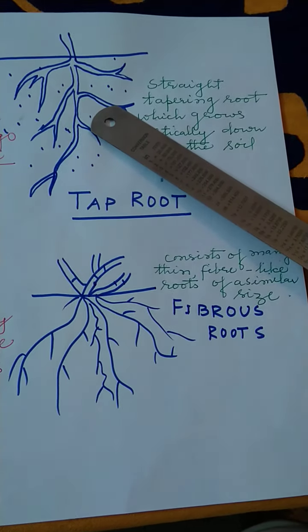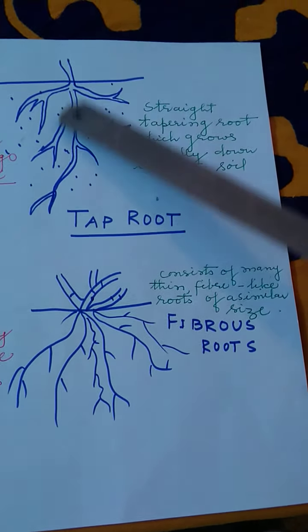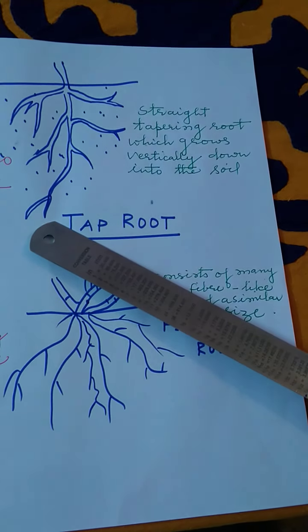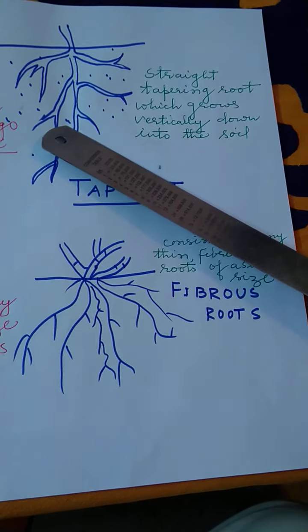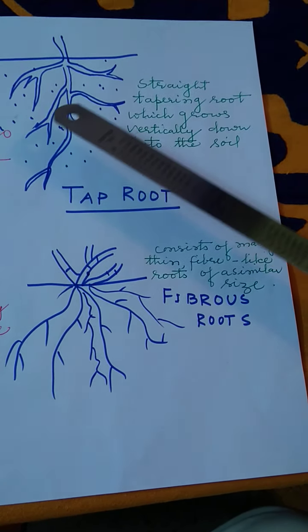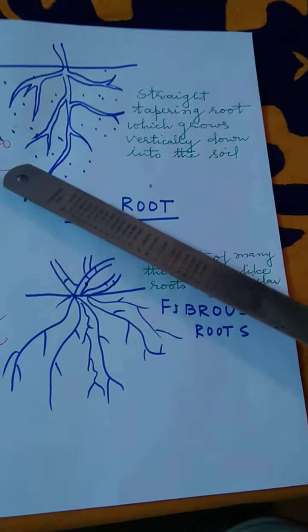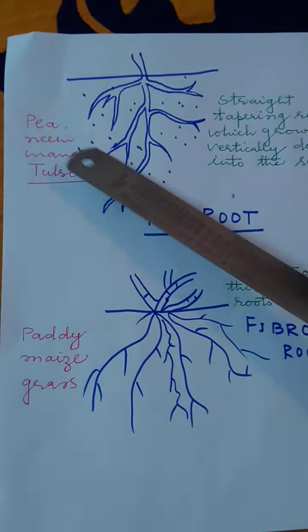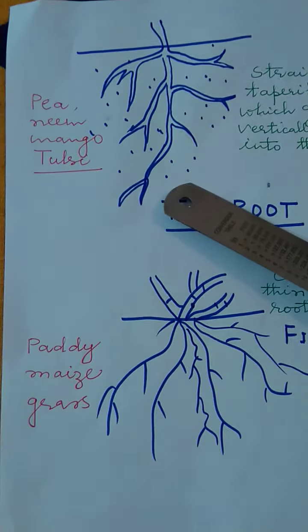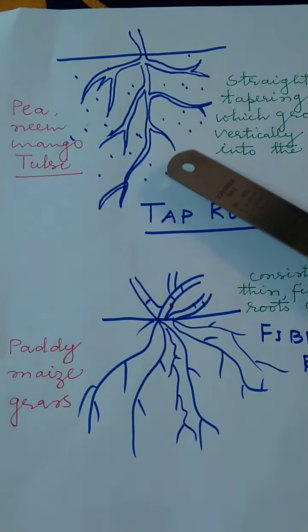As the name suggests, lateral means they come laterally from the main taproot. So the taproot itself is quite thick, but its branches are much thinner. Some of the plants that have taproots are pea, neem, mango, tulsi, gram, carrot, radish, beet and turnip.